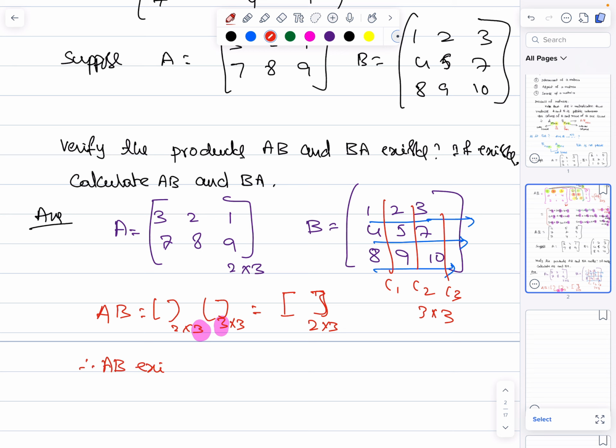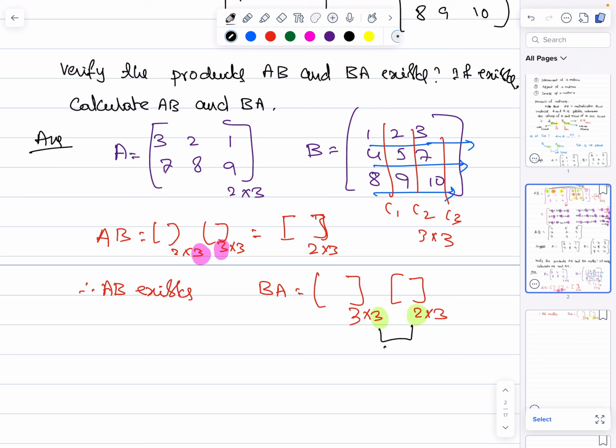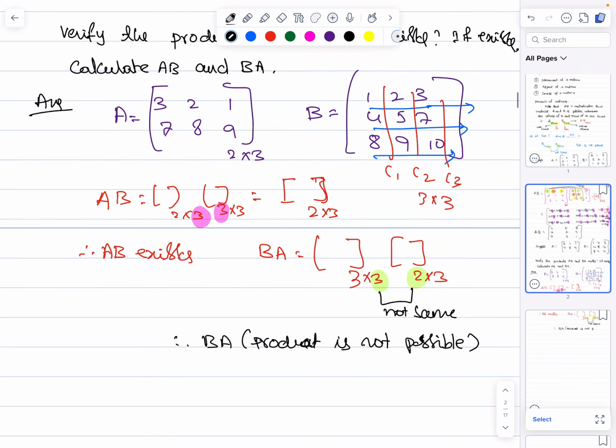Next BA, you see, B is a 3 by 3 matrix and A is a 2 by 3 matrix. And look at the innermost entries. The innermost entries are this one and this one, and they are not the same. Therefore, the product BA is not possible in this case. So, hence AB is possible.